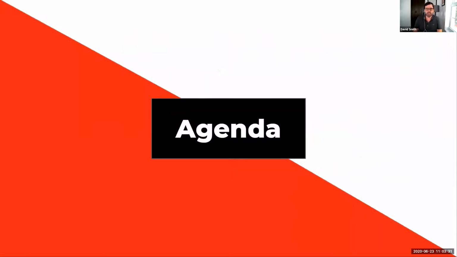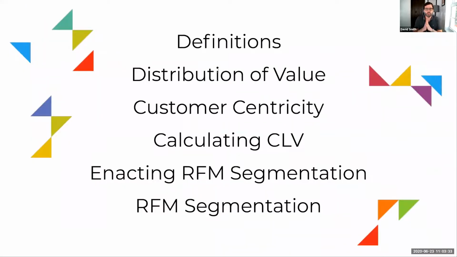Okay, so let's talk about our agenda for the talk. We're going to go through some definitions, first of all, just to lay the groundwork for what we're talking about. We're going to talk about the distribution of customer value among the customers throughout your company. Then we'll talk about customer centricity, which is a model for how to use customer value as a business strategy. Then we'll get into how to calculate CLV, how to enact RFM segmentation in your business, and then some uses of RFM segmentation.